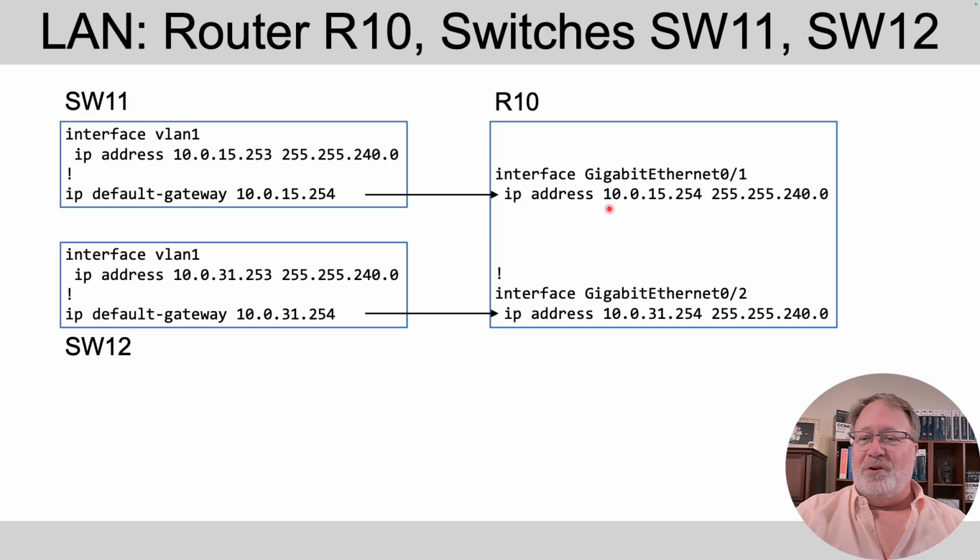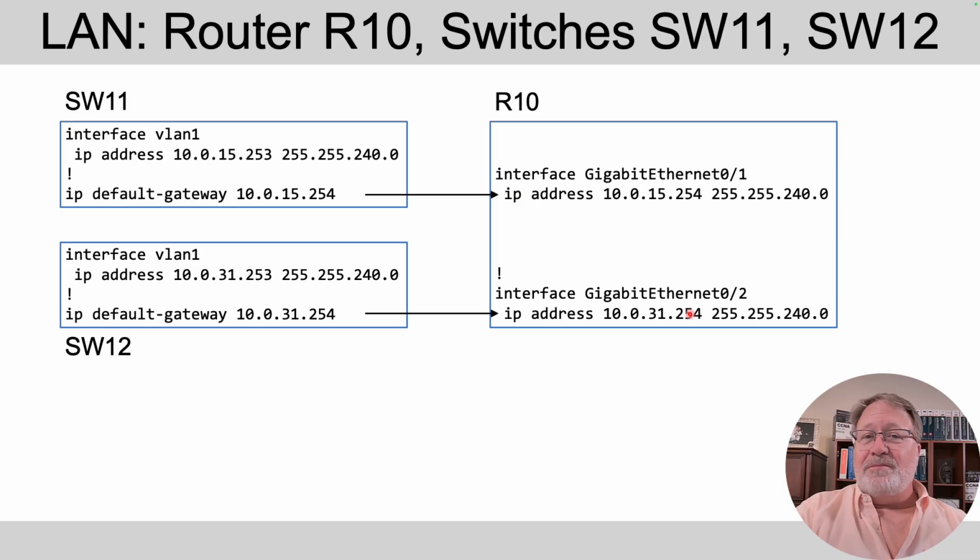And from that table, you might recall it's 10.0.15.254, with the .255 number being the subnet broadcast address in that case. So there's the command to configure it: IP address, followed by the address, and then the mask in dotted decimal format. Similarly, on the lower interface, gig0/2, IP address, but then the numerically highest address in that second subnet ends in .254, so 31.254 here. That's the config on router R10 on the LAN interfaces at least.